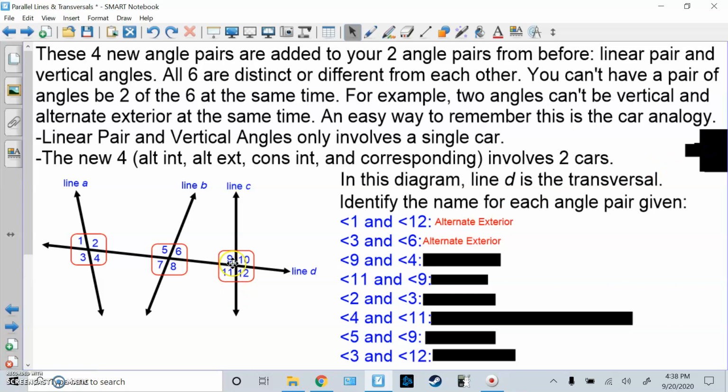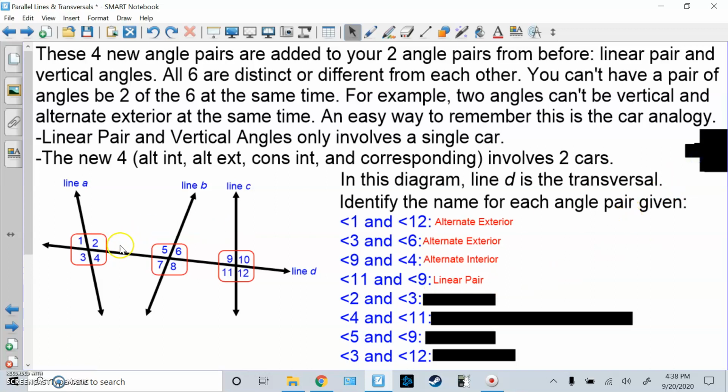9 and 4. Here's 9, here's 4. So ignore line B. They're on the inside, and they're on the opposite side, so they're going to be alternate interior. 11, 9. 11, 9 is a single car, just line C. So we're not even looking at line A or B. 9 and 11, they are side by side and make that line, so that's the linear pair. So don't forget those. Very important.